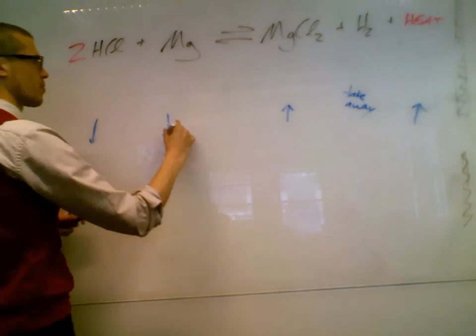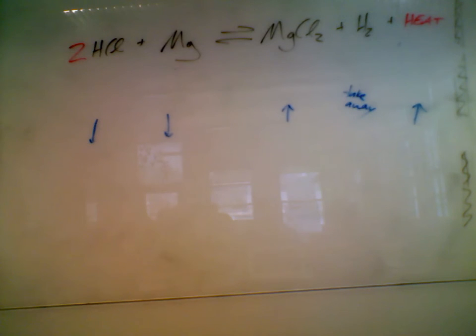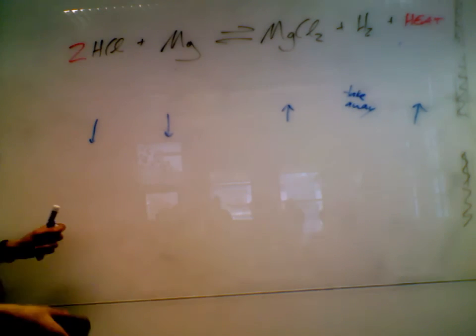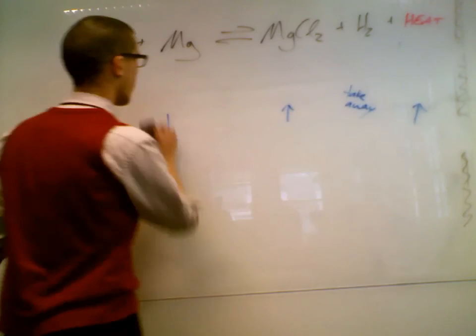If you add something on the reactant side, everything on that side goes down, but the product side goes up. Products go up. You've gone over every single scenario. If you add something on this side, these will go down, and that will go up.